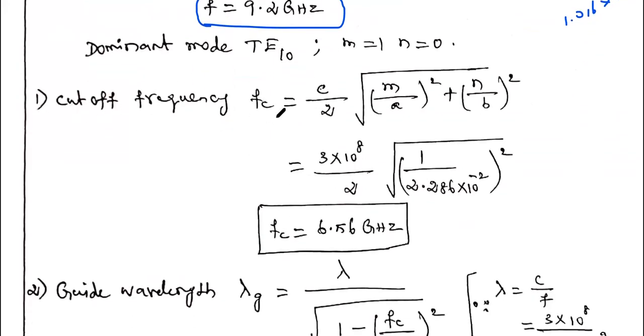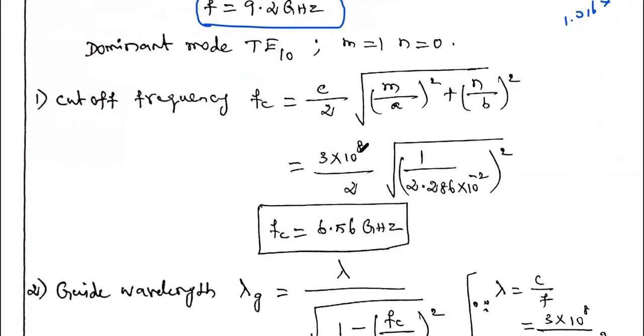So the first one, cutoff frequency. So you know the cutoff frequency formula. Already we solved in several problems. The cutoff frequency fc equal to c by 2 square root of (m by a) the square plus (n by b) the whole square. Okay. So you just substitute all values.